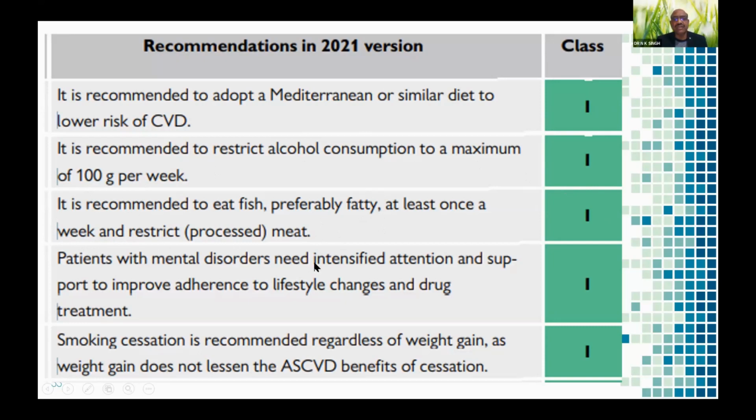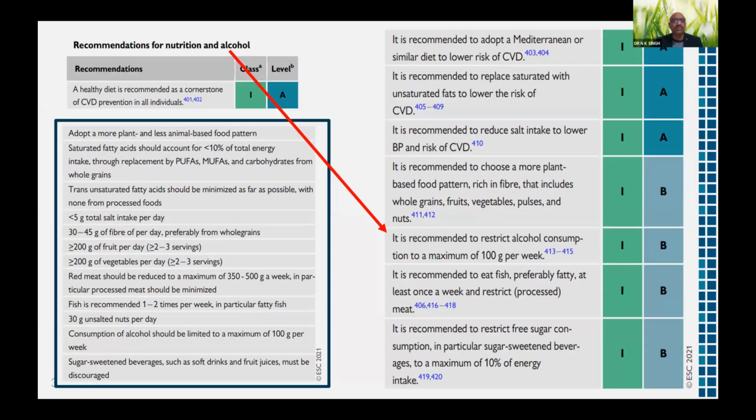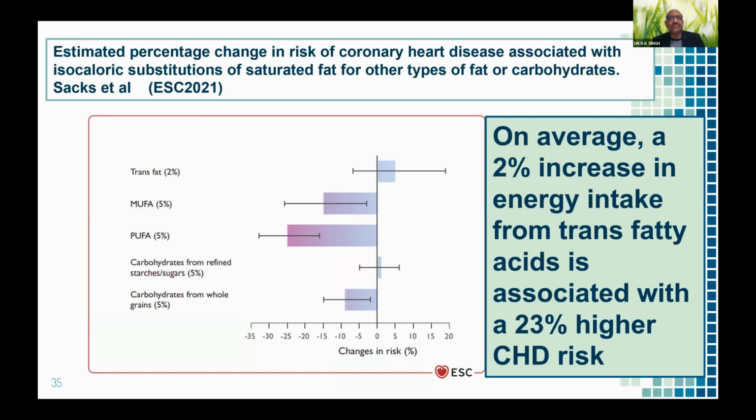Again, patients with mental disorders need intensified attention, and smoking cessation is recommended regardless of weight gain. So these are very, very important things which our patients can follow. So I told about the alcohol part. And this shows the estimated percentage change in the risk of coronary heart disease associated with the isocaloric substitution of saturated fat for other types of fat or carbohydrate. On average, if you increase energy intake from trans fatty acids by 2%, this is going to give you a 23% higher CHD risk. So this must be avoided.